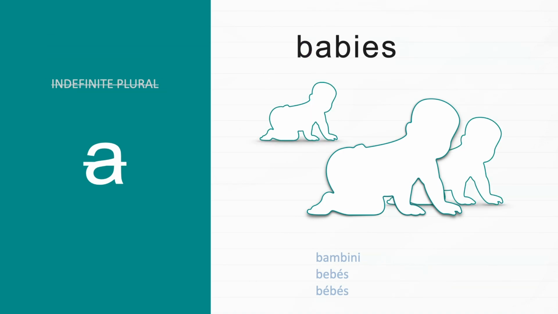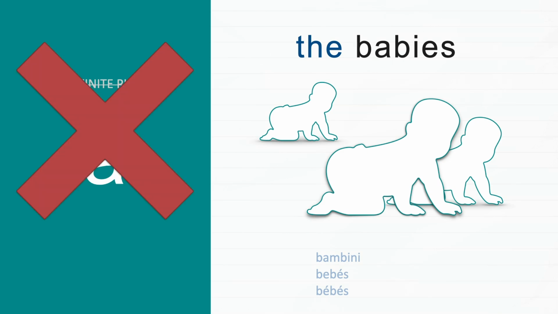Do not use a for plural nouns. Just use the plural noun. Babies, babies, babies. Or use the definite article. The babies, the babies, the babies.